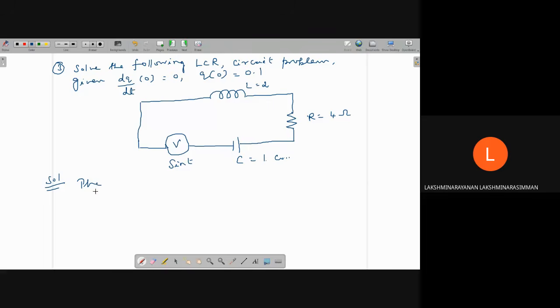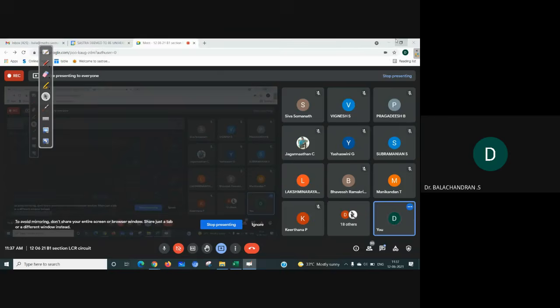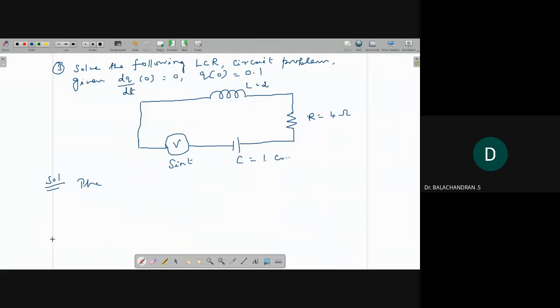L into di by dt. First, what is your name? Sir, Lakshminarayan. Okay, good. Okay, first say in general. L into di by dt plus IR plus Q by C equal to E. Okay, Q by C equal to E.